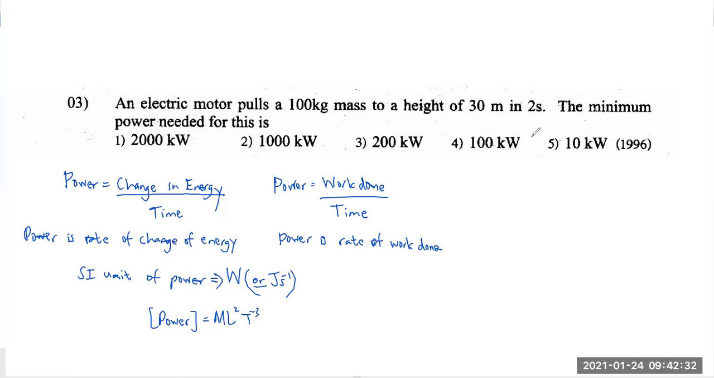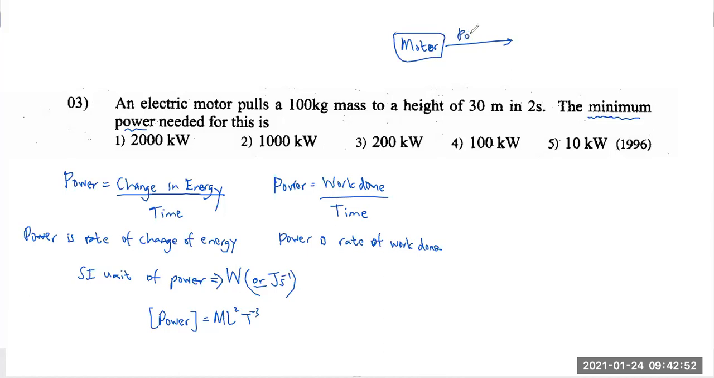The next question is from 1996. An electric motor pulls a 100 kilogram mass to a height of 30 meters in 2 seconds. The minimum power needed for this. So why are they mentioning minimum power? Minimum power means the motor will be applying force. The motor will be providing power input.